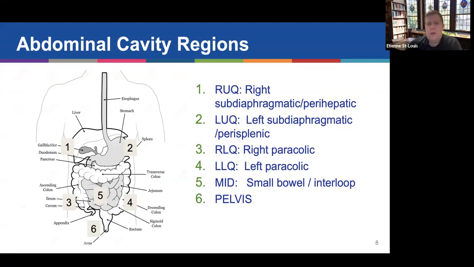As I said, the grade is assigned intraoperatively. The way that we do that is we subdivide the abdominal cavity into 6 spaces: the right upper quadrant / subdiaphragmatic and perihepatic space, the left upper quadrant / left subdiaphragmatic and perisplenic space, the right lower quadrant, which includes the paracolic gutter, the left lower quadrant, which includes the left paracolic gutter, the mid-abdomen, which really is the interloop space as you run the bowel, and finally the pelvis. And in each of those, there's a systematic assessment that needs to happen in every surgery in order to assess each of these spaces and look for the presence or absence of pus and or an abscess.